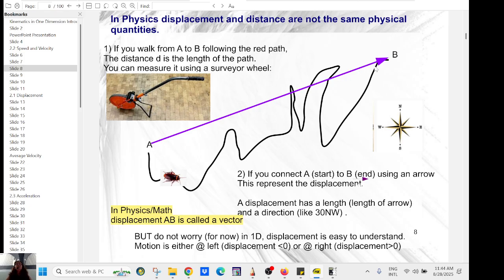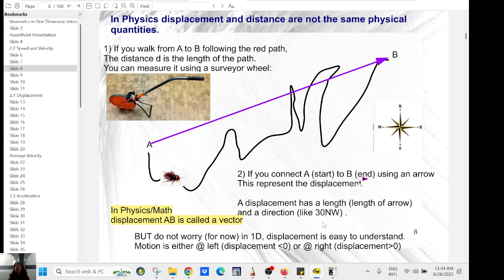So this is in 2 dimensions. We're not going to worry yet about 2 dimensions, but the idea is that a vector has a magnitude, a unit, and a direction, and you connect the starting point to the last point. This object here, the length, is called a scalar. A scalar has just a magnitude and a unit.